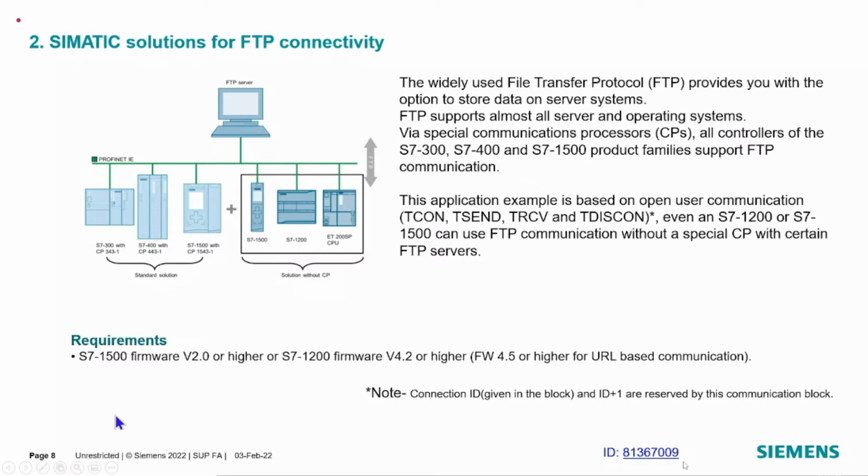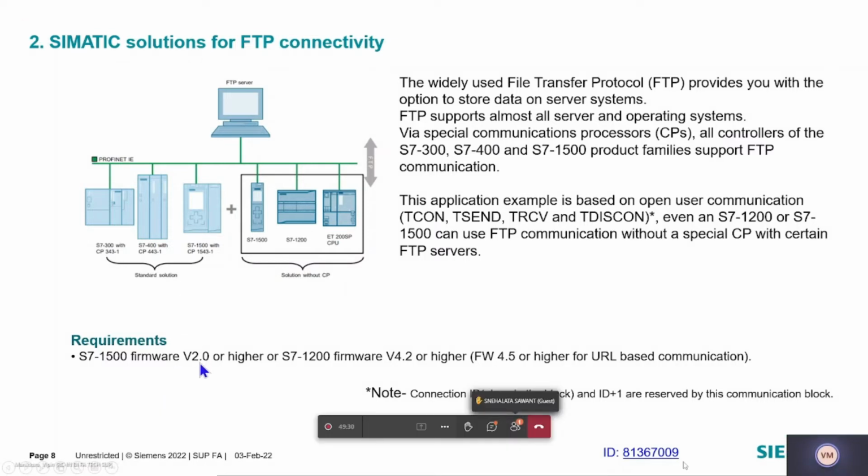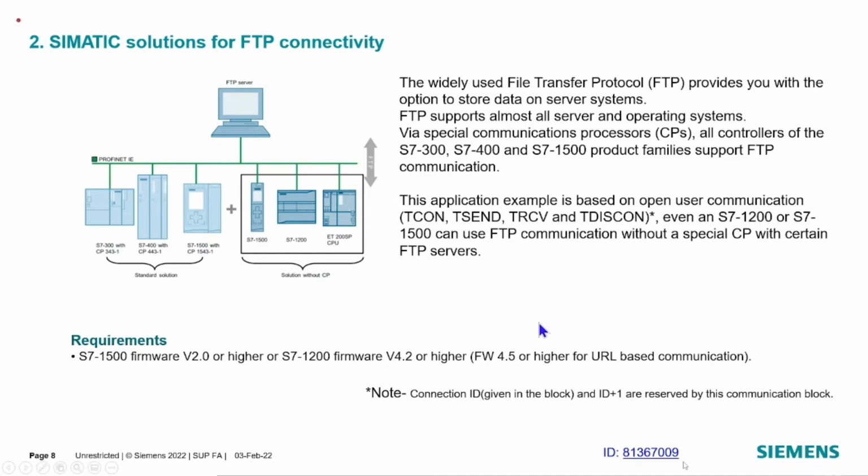What is the minimum hardware requirement? For the 1500 it is 2.0, and for the 1200 it is 4.2. But if you want to use URL based communication over IP address, then for stable communication we recommend using firmware 4.5.